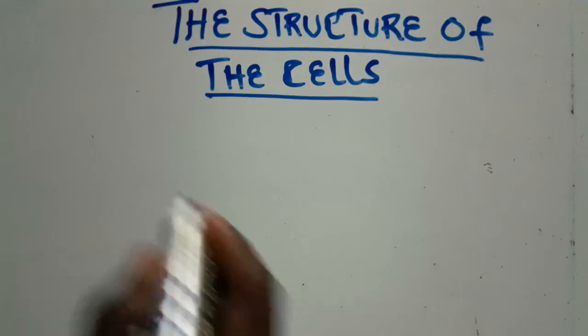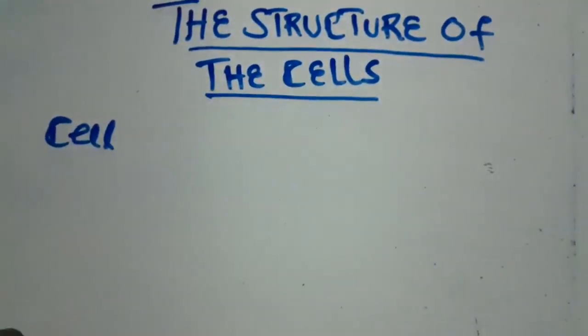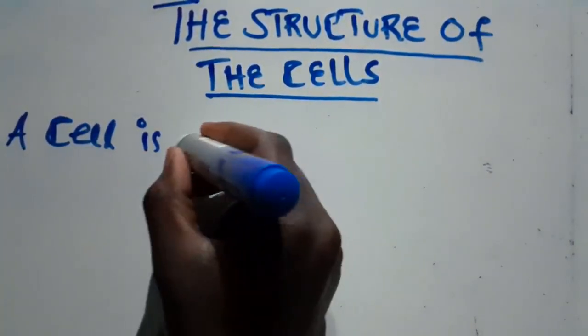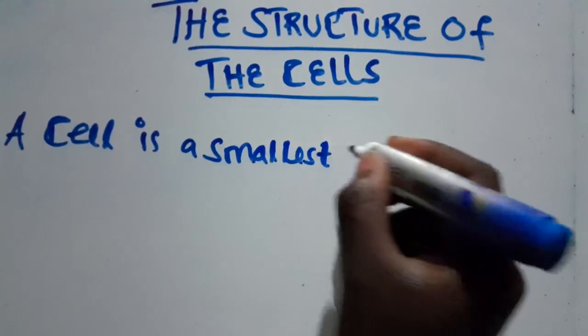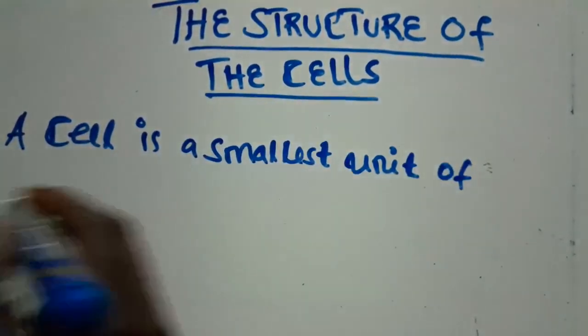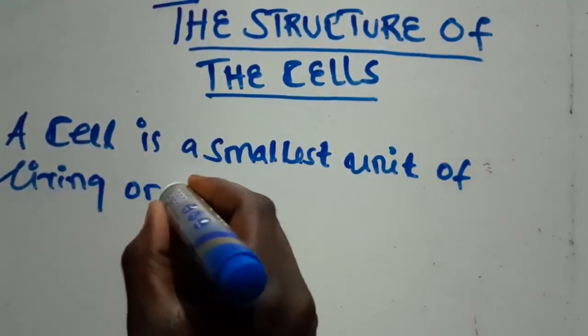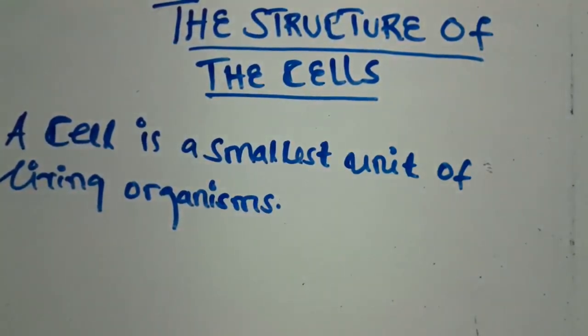So we are saying that a cell is a smallest unit of living organisms. So this is a simple definition for a cell. We are saying that a cell is a smallest unit of living organisms.